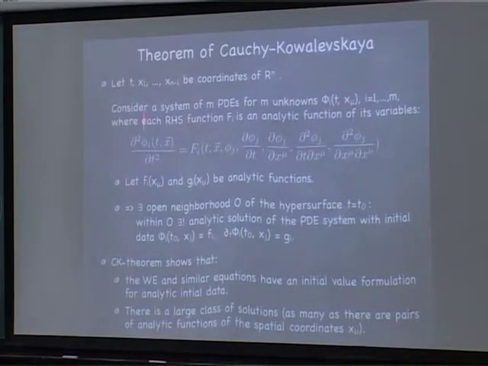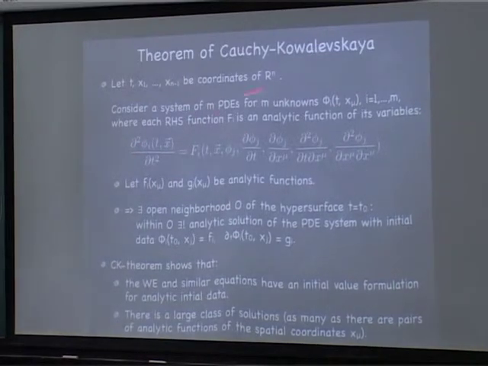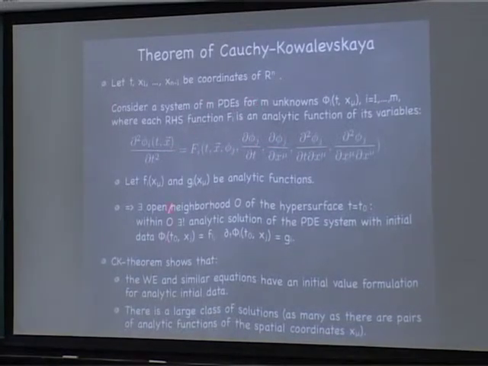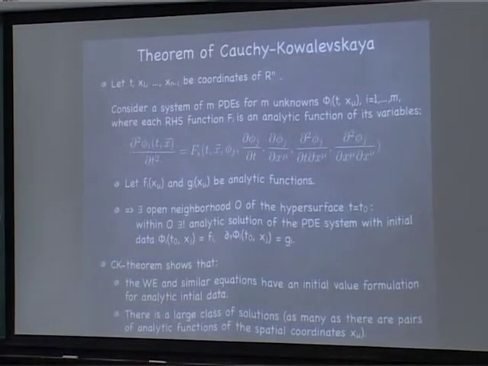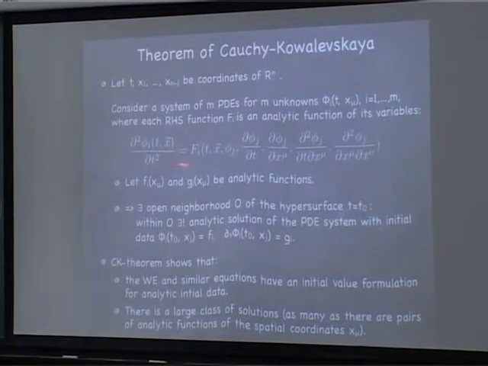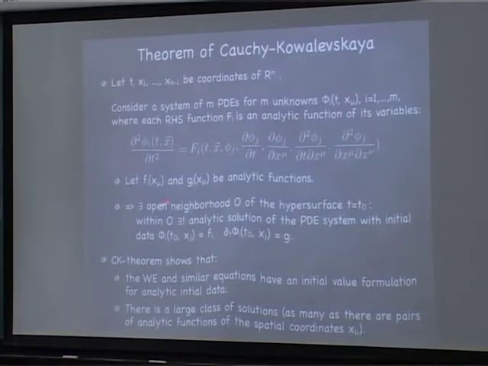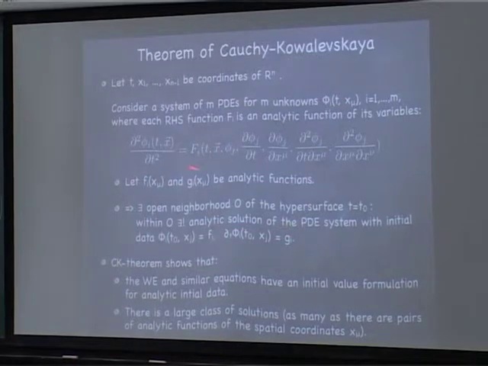It looks a bit like the wave equation, so we use it in second order form. Left-hand side is the second time derivative of our fields, and then some function on the right-hand side, which can depend on t, x, the phis, first time derivatives, first space derivatives, and second derivatives. Okay. And what we demand is that this function f is an analytic function of all of its variables. In addition, we demand that there are two more sets of m analytic functions which just depend on the spatial coordinates, f and g.